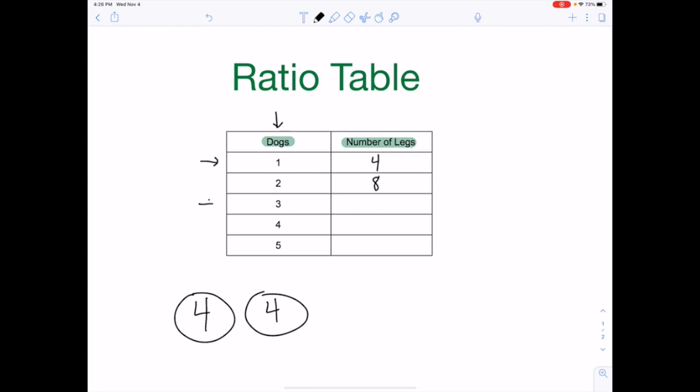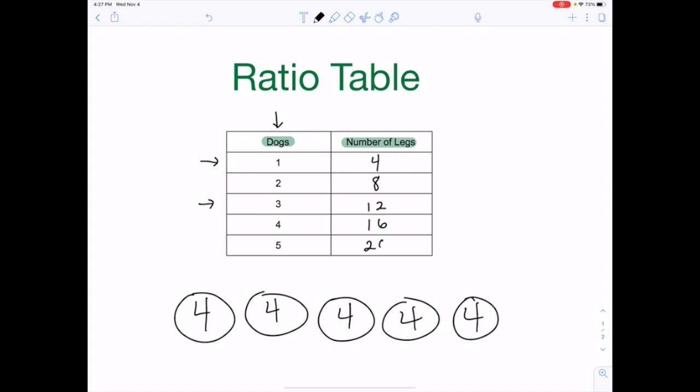Okay, let's look at the third row. If we have 3 dogs, how many legs will we have? Well, we had 4 plus 4, and that was 8, plus another 4 is 12. If we have 4 dogs, 4, 8, 12 plus 4 equals 16. And if we have 5 dogs, we're going to have 20 legs.